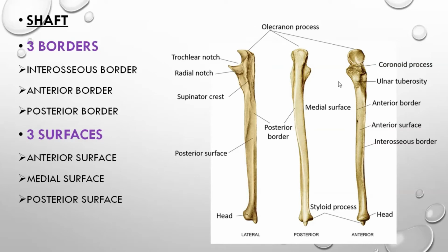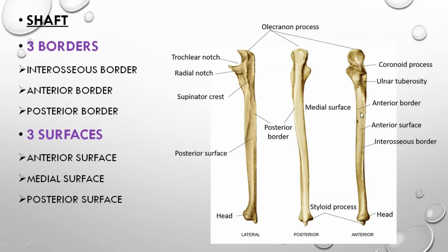Now come to the shaft of the ulna. Like other long bones, the shaft has 3 borders and 3 surfaces. Anterior border, interosseous border, and the third is posterior border. Now the anterior border is smooth and rounded. Look at the picture. The anterior border is smooth and rounded.